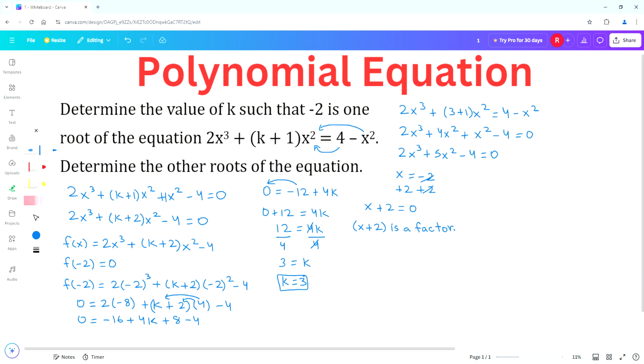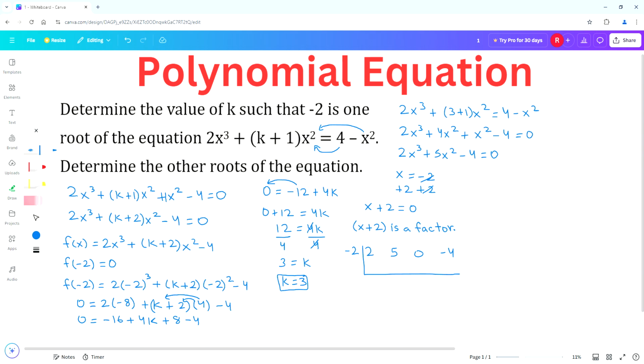We can find the other roots using polynomial division. We should divide the given equation by this factor. We can use long division or synthetic division. In this video, I'll use synthetic division. In the simplified given equation, there is no x term, so the coefficient of the x term is 0. For synthetic division, we should write the coefficients of all x terms and the number term. We can write the given root on the left side. Now we can start the synthetic division.